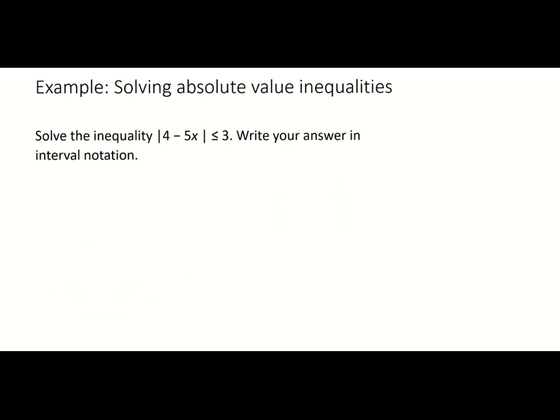Okay, so now we're going to solve another inequality, and here this time again it is less than or equal to 3. So when we solve it, it will be another compound inequality, and we'll have both 3 and negative 3. So our negative 3 will go first, is less than or equal to 4 minus 5x, which is less than or equal to 3.